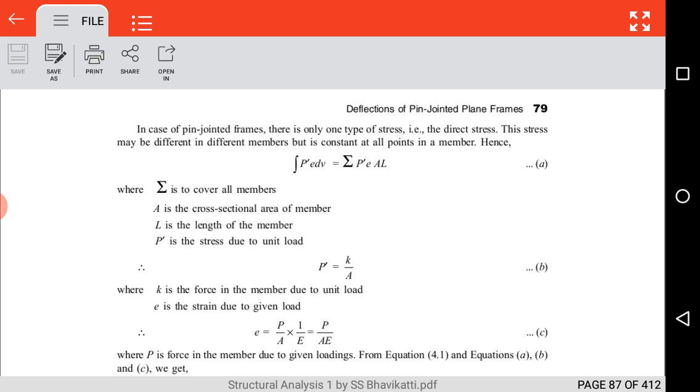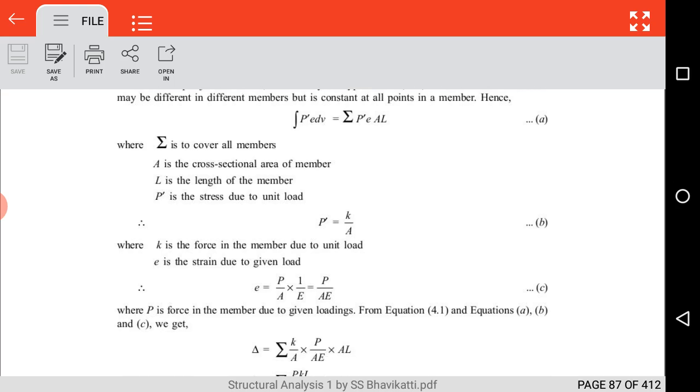So therefore we can say that the direct stress P' is equal to K by A, where K is the force in the member due to the unit load and E is the strain due to the given loads. So by using Hooke's law, which says that the stress is directly proportional to the strain till the elastic limit, from that principle we have derived that the strain E is equal to P by A, that is our stress, divided by Young's modulus E.